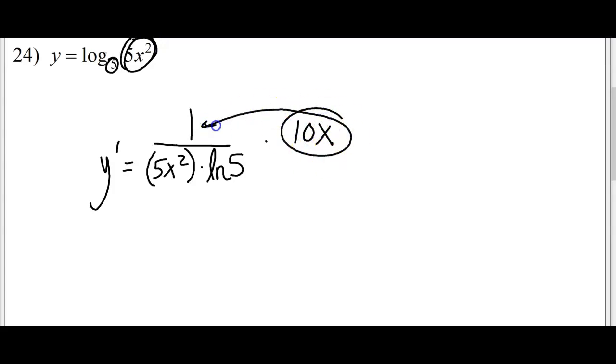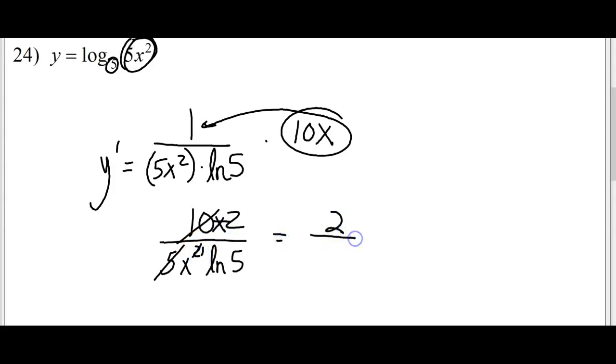We're going to multiply that to the top to simplify it. 5 goes into 10 twice. Oh, I forgot my x. And x takes one of these x's off on the bottom. So on the top, I'm left with 2, and on the bottom, I'm left with x ln of 5.